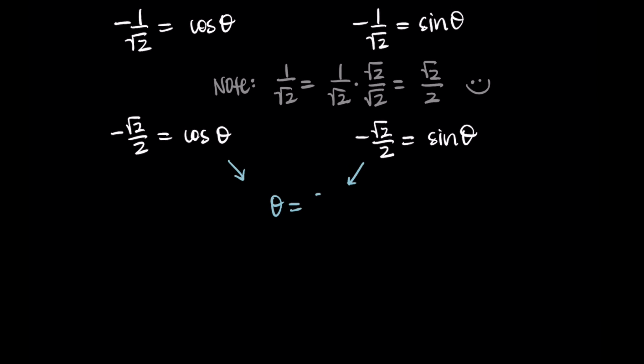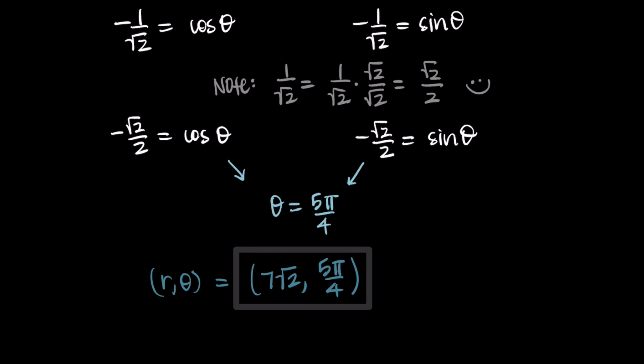On my unit circle, this is 5 pi over 4. So this is an angle in quadrant 3, that's great. So we're in quadrant 3 as we wanted. And this has the sine and cosine values both as negative square root of 2 over 2. So, okay, we found theta, and now we can write our final point. So our point (r, theta) in polar coordinates is (7 square root of 2, 5 pi over 4).